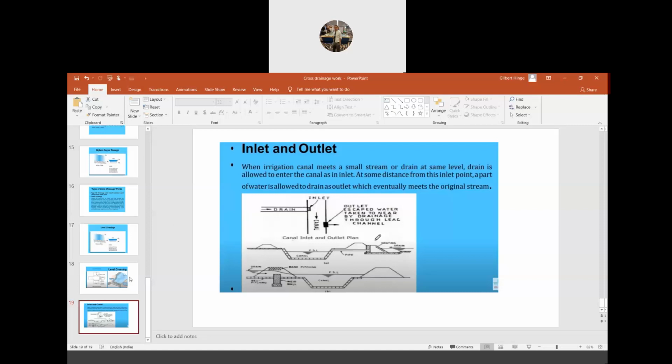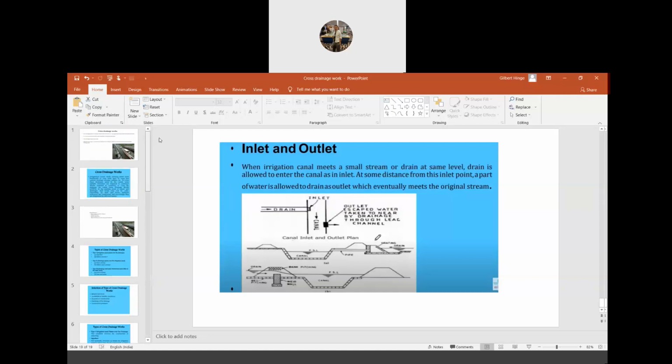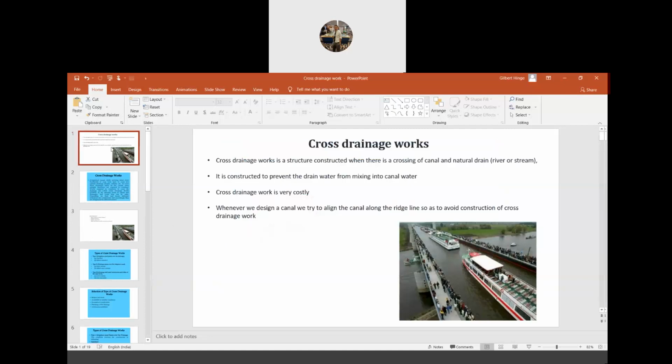So let me just revise what I have just said. Sometimes it happens that the canals have to cross the natural drainage, that is the river and the stream.